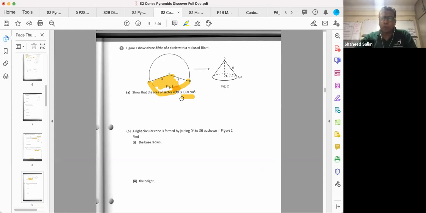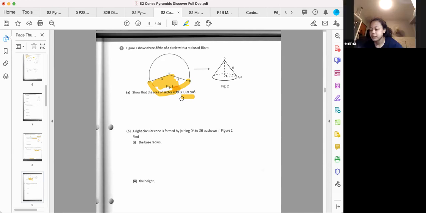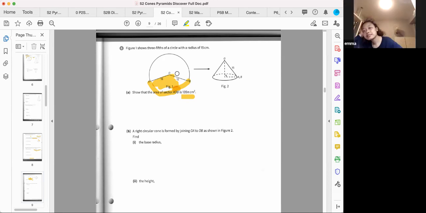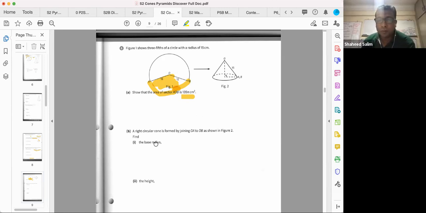Emma, don't doubt yourself, Emma. From your look, I can see you're doubting yourself. Do you form? 13.5. No, it's a whole number. First of all, did you write the formula for this one? Pi RL is equals to 135 pi? No. Then how are you going to find radius?